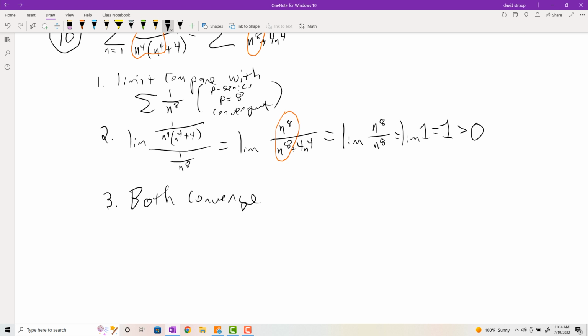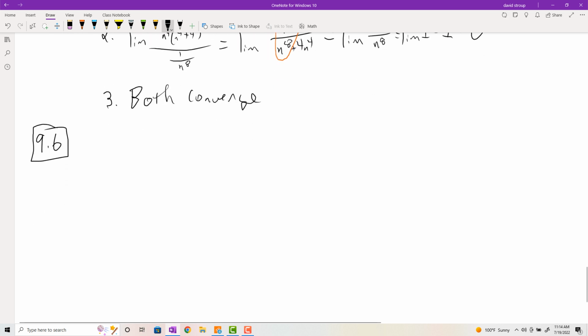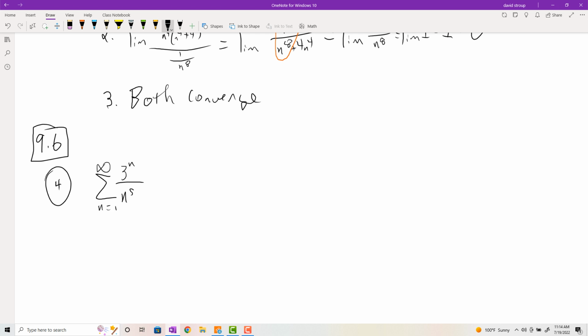Okay, let's move on to then 9.6, where we introduce the ratio and the root test. In particular, I care about the ratio test. The root test just isn't used as much. So here we go. I have the series 3 to the n all over n to the fifth from n equals 1 to infinity. And you should have the criteria for the ratio test memorized. If rho is less than 1, it's convergent.